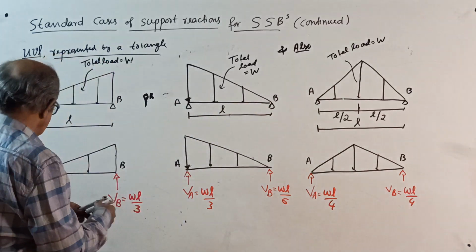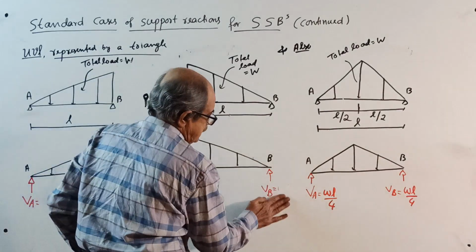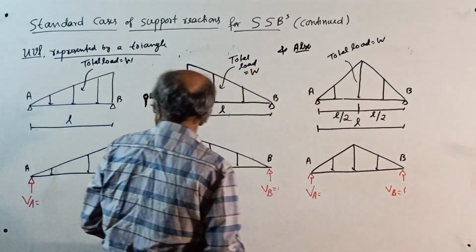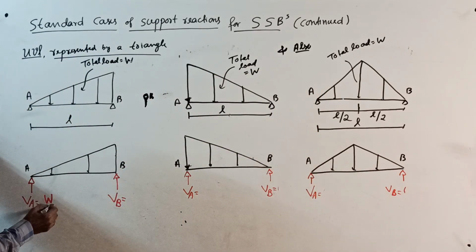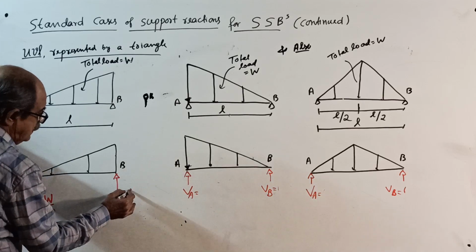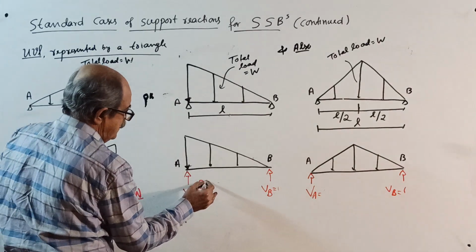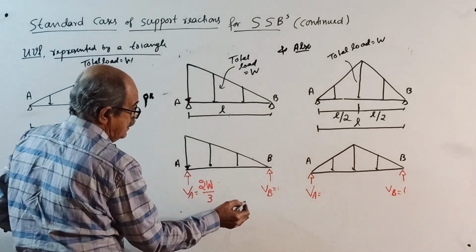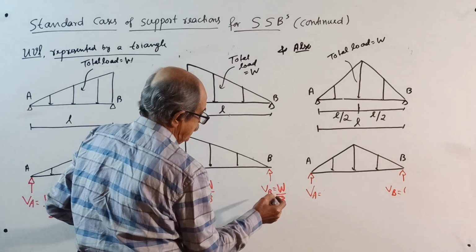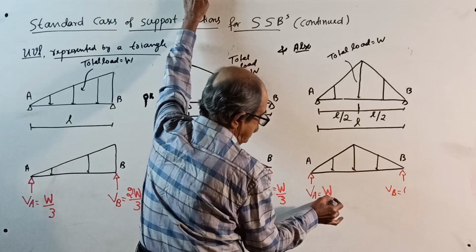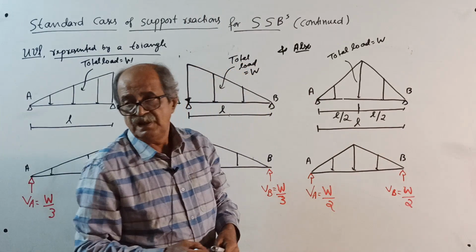Now, you only answer. Now, answer. Here the answer is W, so no L. W by 3, 2W by 3. Here 2W by 3, W by 3 here, W by 3. Whereas here, W by 2, W by 2. This is the answer.